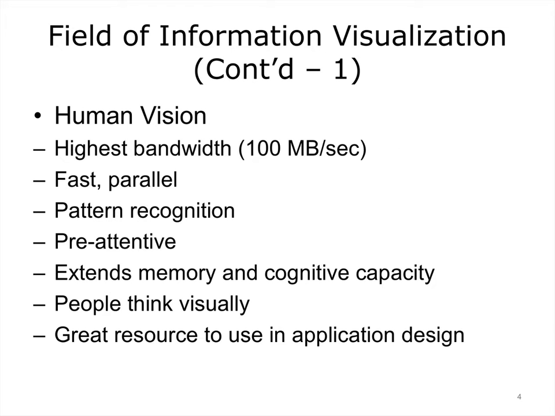The good news is that human beings developed very complex perceptual systems to deal with the complex physical environment around them. Human vision is incredibly fast. It is highly parallel. We can perceive many things at once. We have a great ability to recognize patterns. Oftentimes, we notice things without consciously looking at them, which is called pre-attentive perception. It far extends our memory and cognitive capacity. And there is a growing body of evidence that people think visually. All these properties make vision a great resource to use in the design of computing applications.